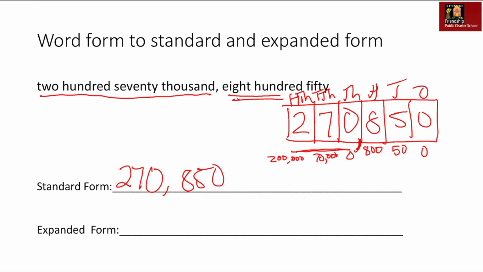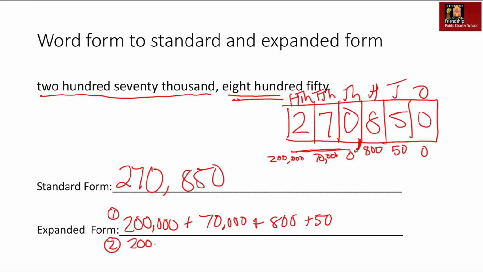And for me to write this in expanded form, I simply put plus signs in between, and I can take out the zeros if I would like. So I can write it as 200,000 plus 70,000 plus 800 plus 50. And if I wanted to write it the other way, my second option, and include those zeros, it would be the exact same way, 200,000 plus 70,000 plus 0,000, and then 800 plus 50 plus 0 ones. So both of those ways of writing expanded form would be accepted.